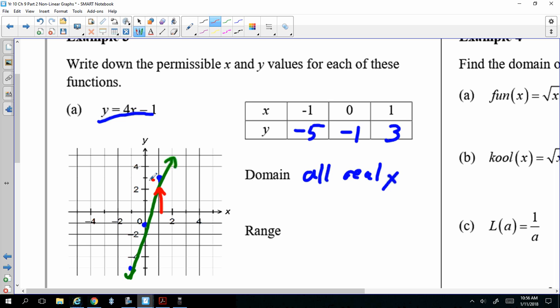And if you look at the graph, what's the range? I could see the graph anywhere I choose on the y-axis, isn't it? So we say the range is all real y, because all y values are possible. Okay, we've got this one. Let's try the next one, parabola.